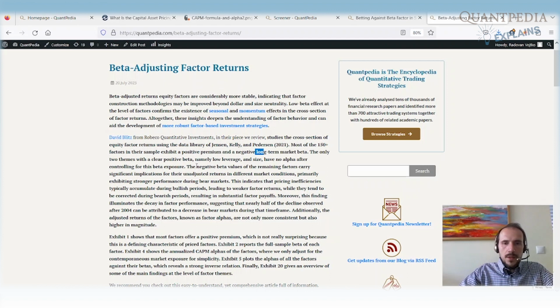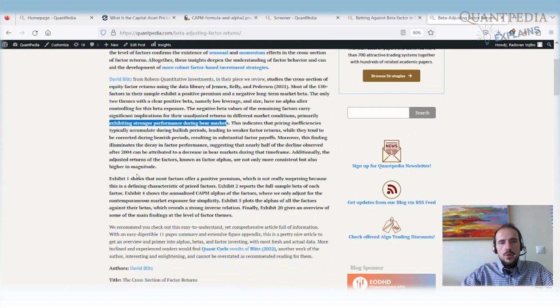The negative beta values for all the remaining factors mean that when we do not adjust the long and short portfolio by beta, but when we go long and short based on the dollar value of both portfolios, the negative beta means that the factor exhibits strong performance mainly during the bear markets. And because from 2004 there were not a lot of bear markets, I mean we were mostly in a bullish period, it means that the performance of the factor was significantly lower than it could be.